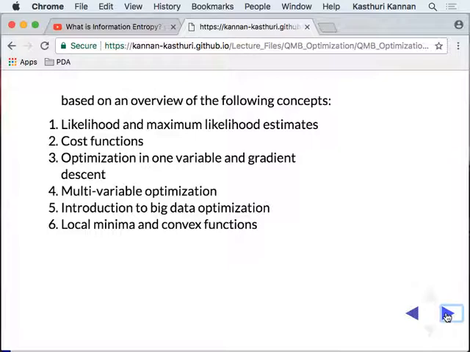Cost functions are optimization functions, and we will be looking at one variable optimization, what it means to do an optimization in one variable through gradient descent algorithms, and we will look at a multivariable optimization. I'm going to give you an example of a multivariable optimization, with a focus on an introduction to big data optimization. How do they do optimization on big data sets? And finally, we will be looking into local minima and convex functions.